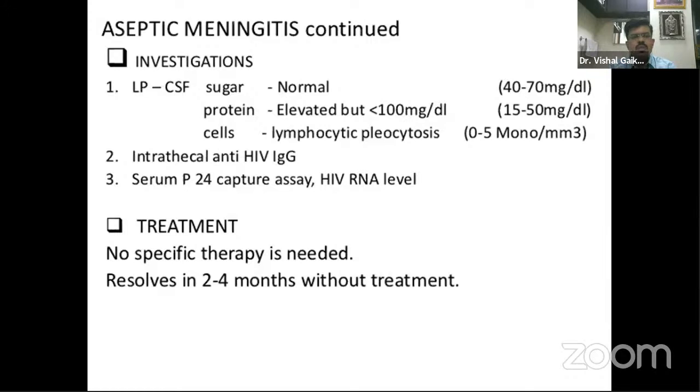Treatment: for aseptic meningitis, there is no specific therapy that is needed. Usually with ART only, it resolves in 2 to 4 months, and other symptomatic management for headache and flu-like illness could be given.